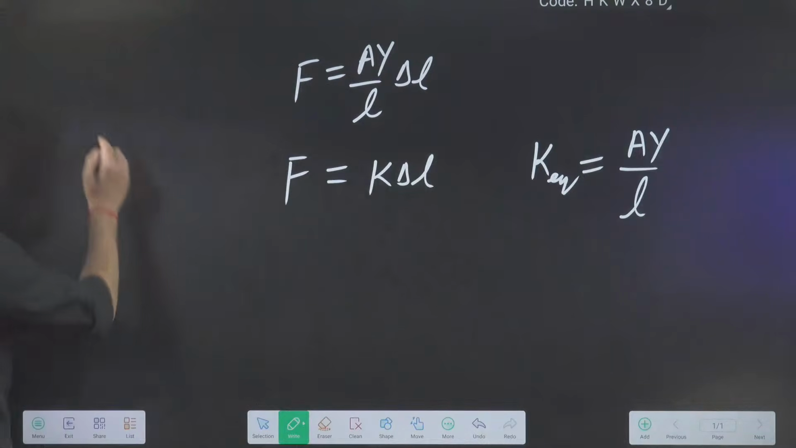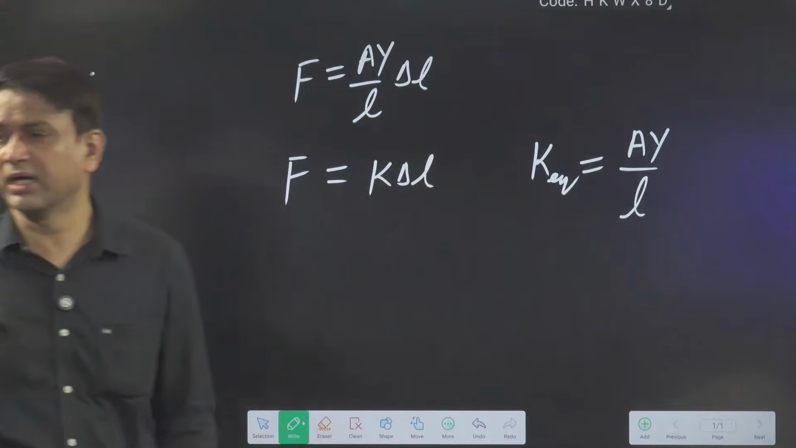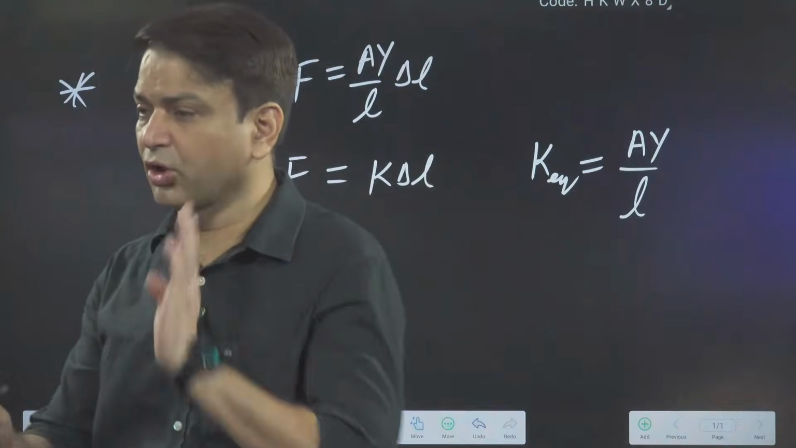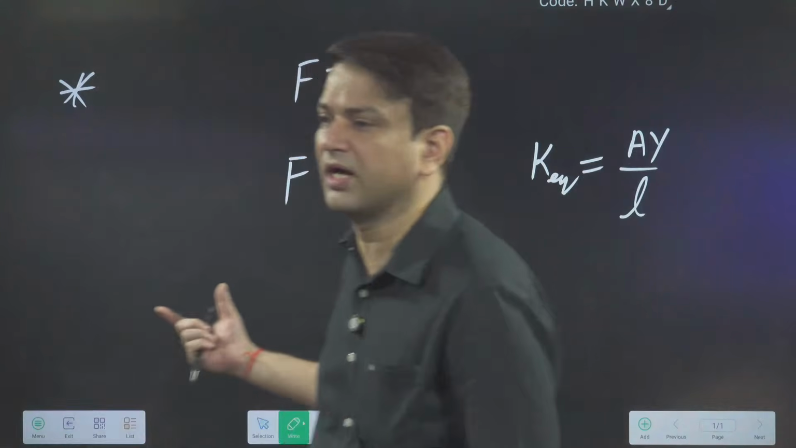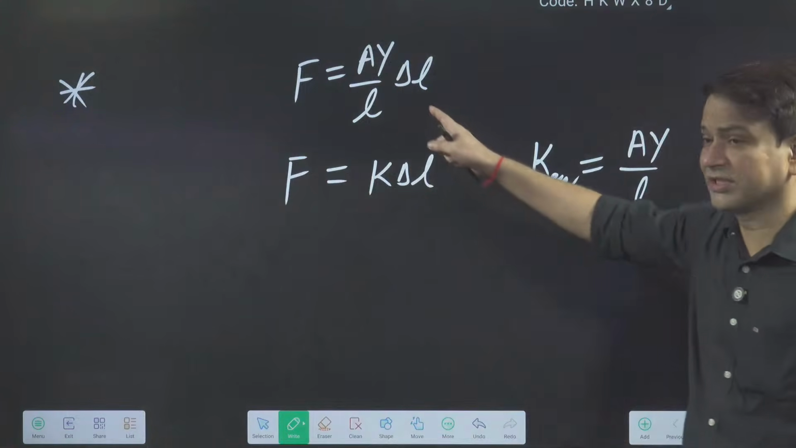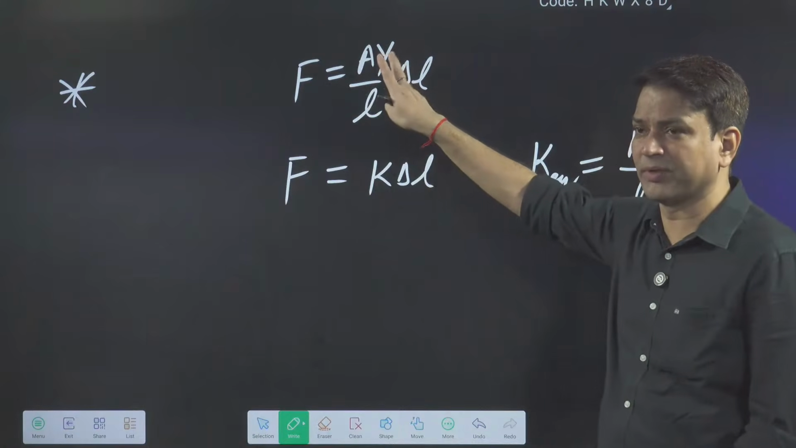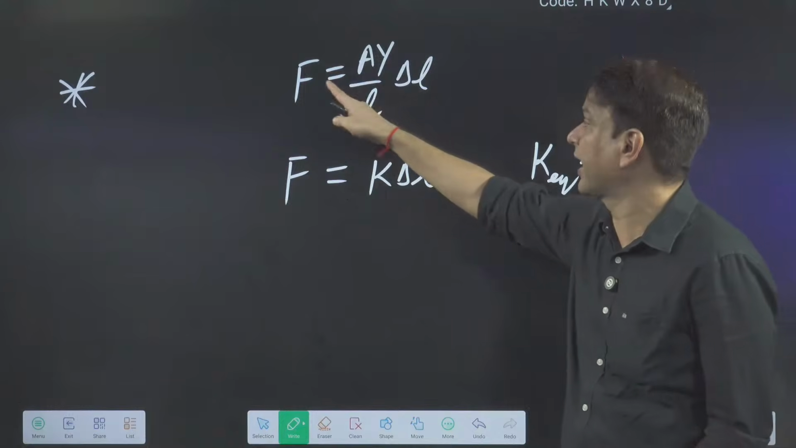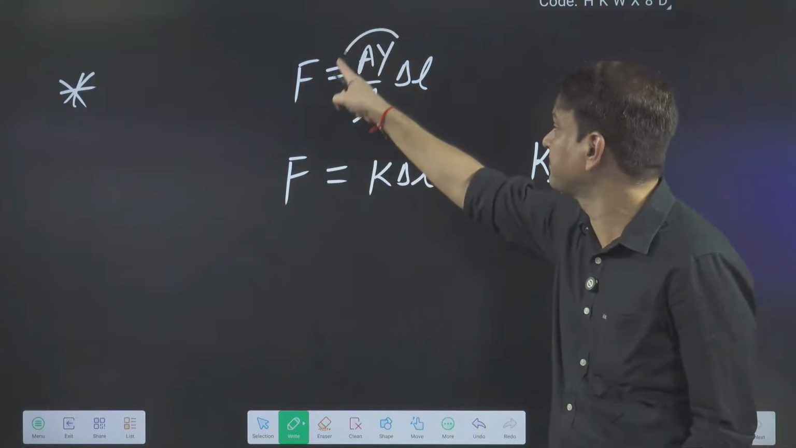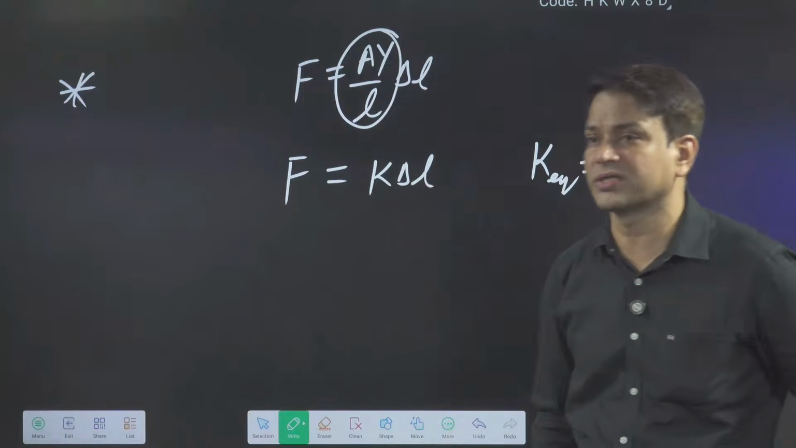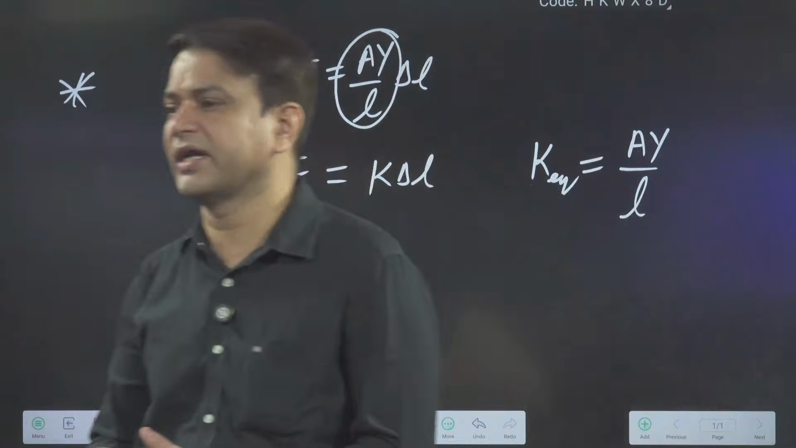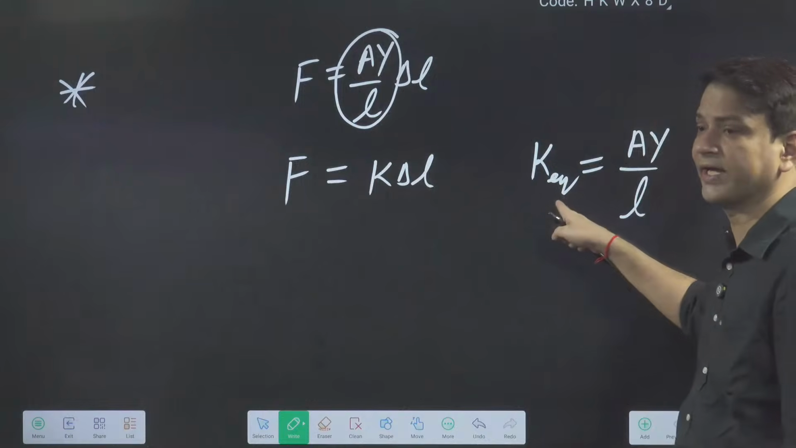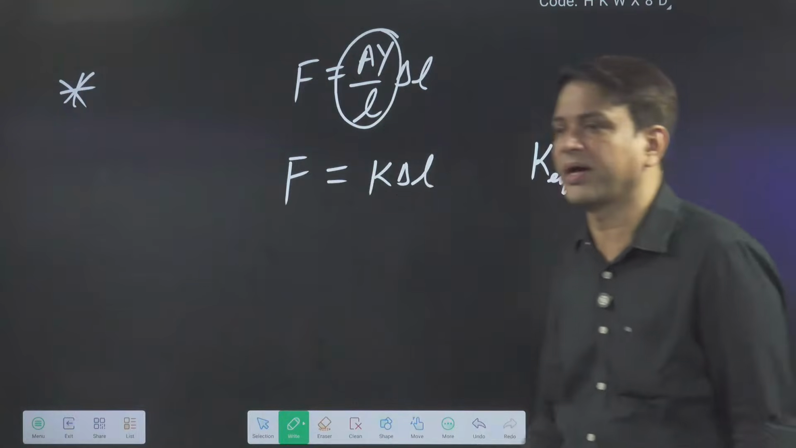Okay, so the last point I said: for spring force, we know it is Kx, where x is the elongation or compression in the spring. Same way we can relate the elastic wire force also. Force is equal to AY by L delta L. Here delta L is the change in length, elongation. Then F is equal to K delta L. For the given wire, AY by L will be constant. Now AY by L is the equivalent force constant for the elastic wire.